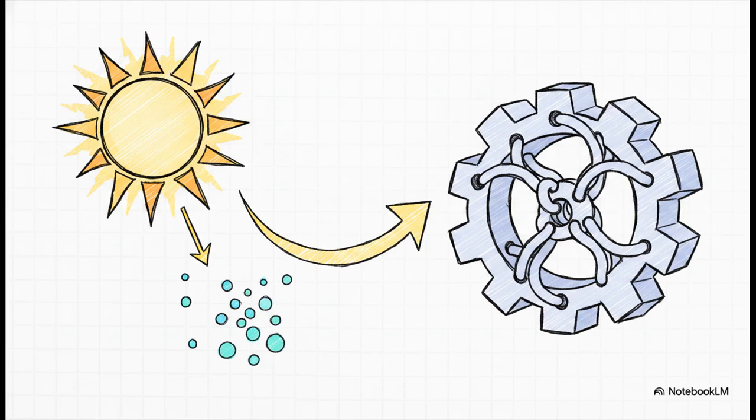Can tiny nanoparticles literally generate electricity from sunlight? And how do simple molecules link up to build the incredibly tough plastics and advanced materials we rely on every single day? Welcome to This Explainer.